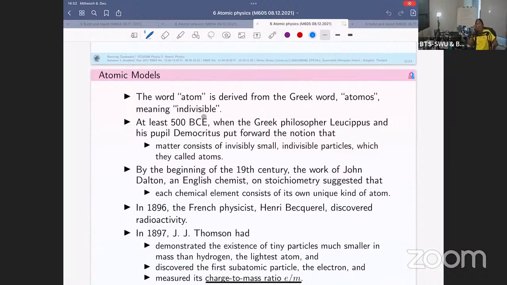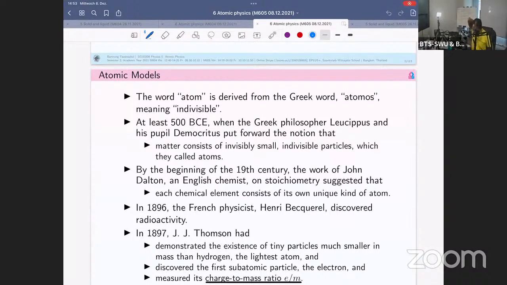Indivisible. What does that mean? It means something that could not be divided, or separated into something smaller. Okay, that's the smallest level. That's the meaning of atomos. At least 500 years before the Christian era, when before our 2021, so it means 2521 years earlier, which should be the same generation as the Buddhism era or something like that.